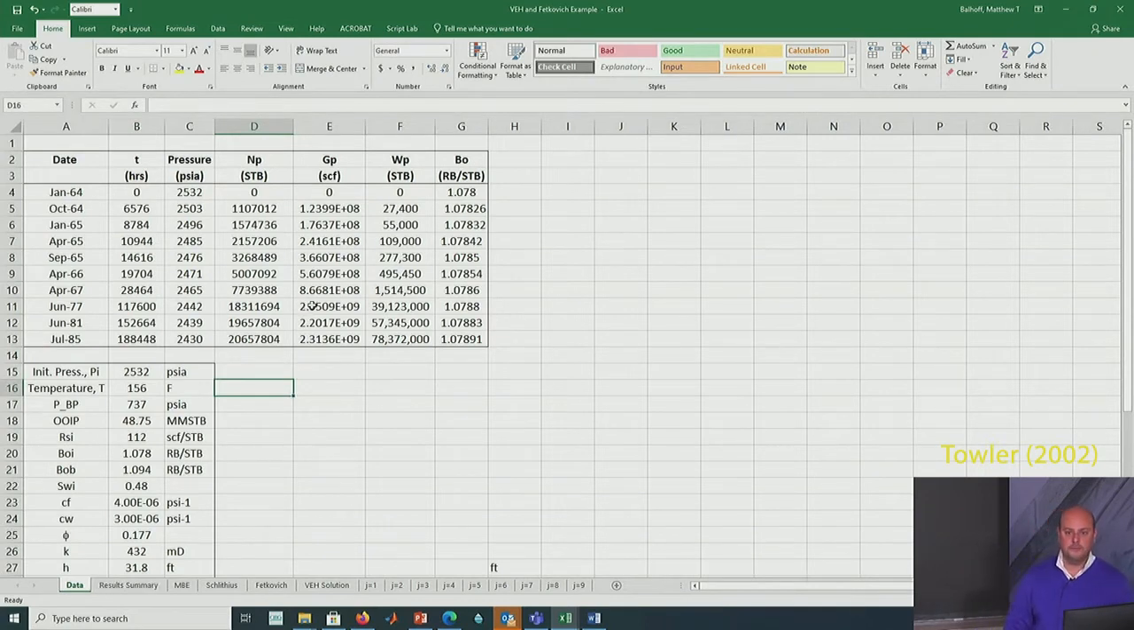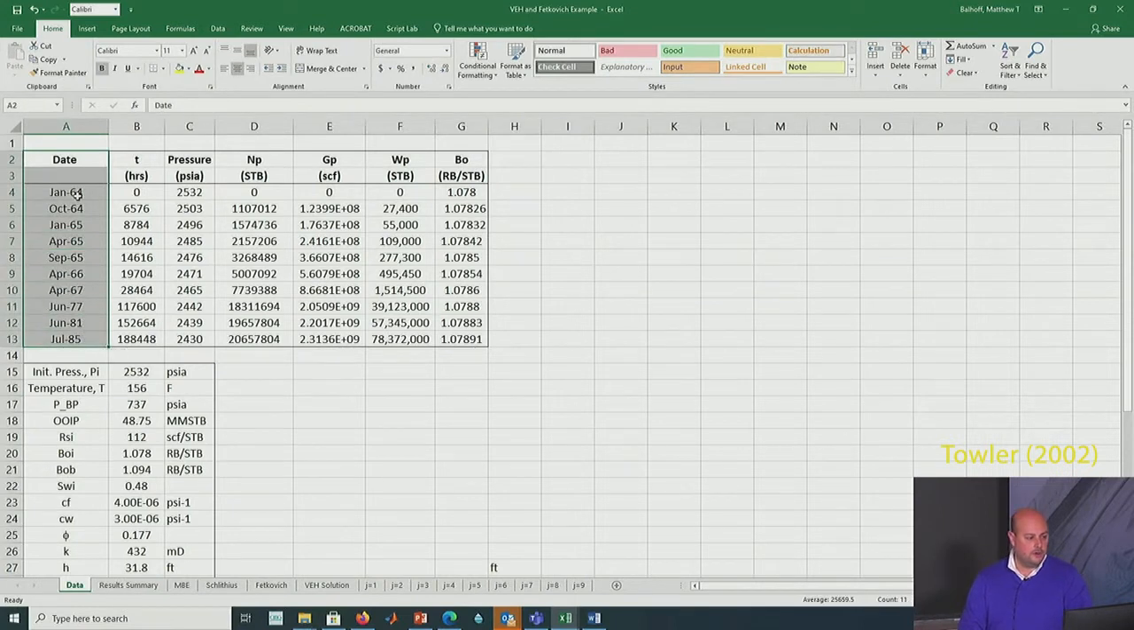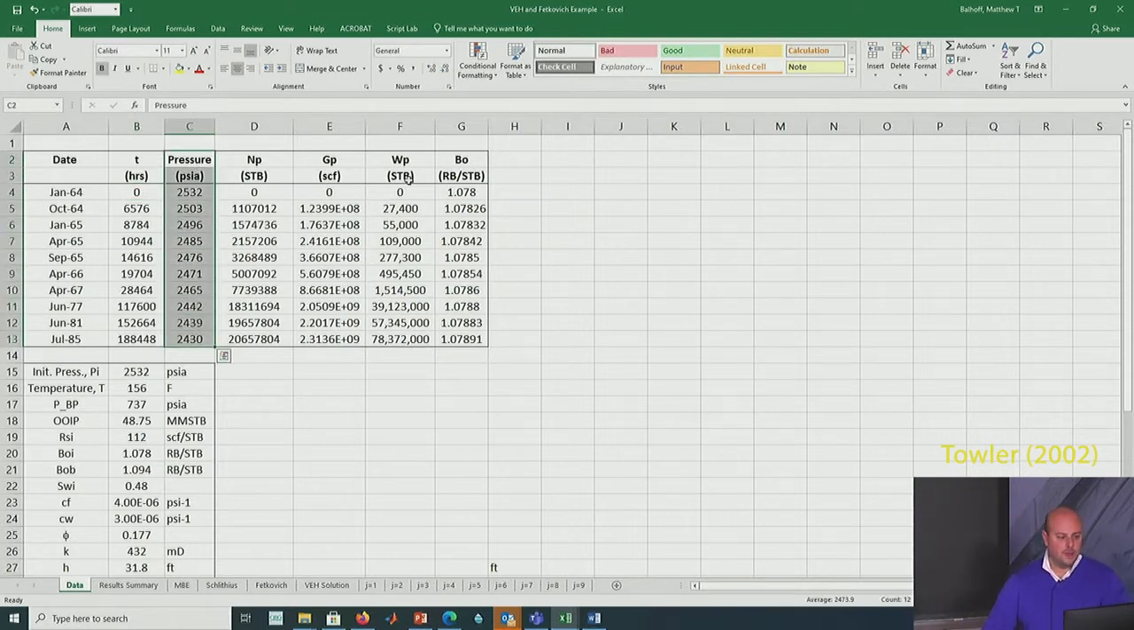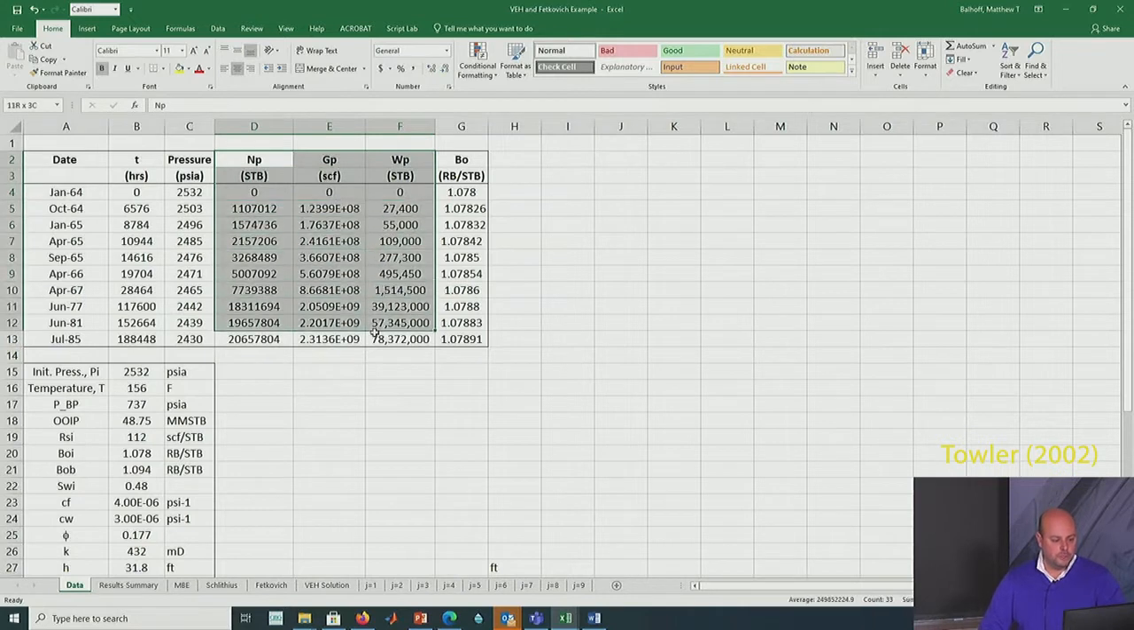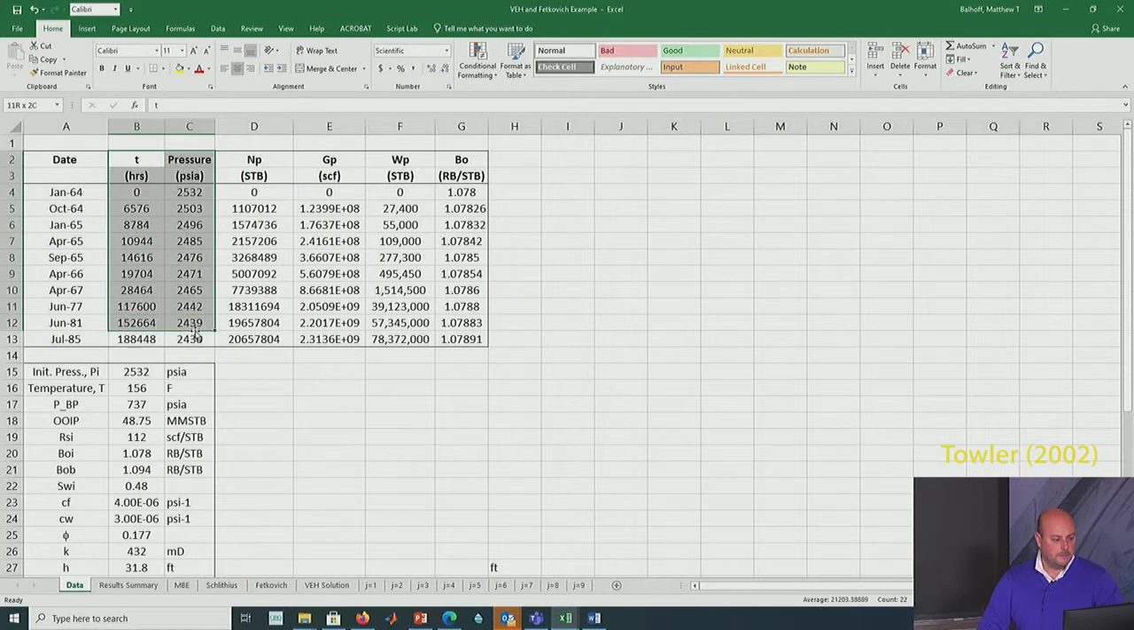But let's look at the data. This was data that I shared last time. This is the date. Okay, this is an old reservoir that started producing in 1964, and this was the time in hours. So the dates were converted to time. So T is equal to 0, and then you went to 188,000 hours. This is the reservoir pressure that we measured with pressure gauges. This is the oil, gas, and water produced. I don't think we're going to need that right now, but I think we might later. And these are the formation volume factors of the oil at those pressures. What we really need is these two columns here.